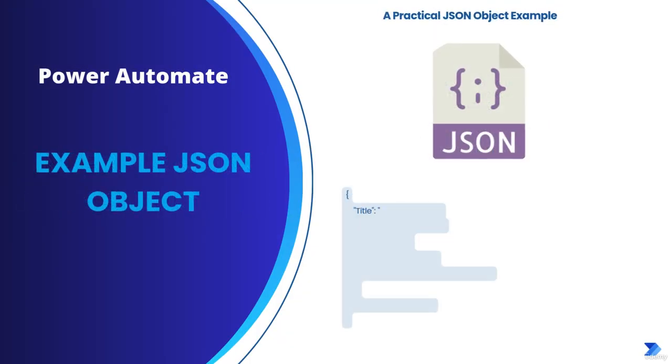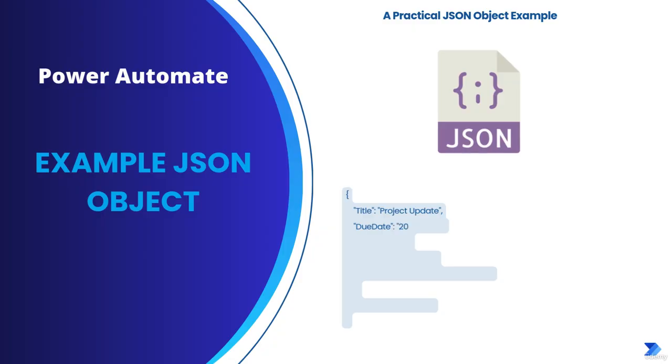Let's take a look at a practical example of a JSON object. Consider a scenario where you're managing tasks in a project. A typical JSON object might look like this. Here, you can see how object variables encapsulate related information in a structured format. The title and due date are straightforward, but notice how we can nest information about the person assigned to the task, including their name and email. This structured approach makes it easier to work with complex data.